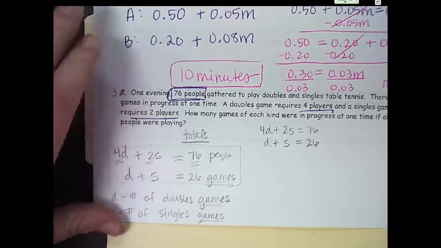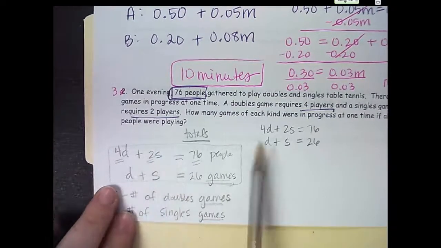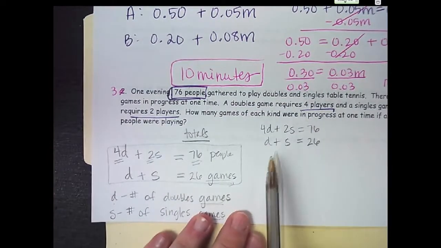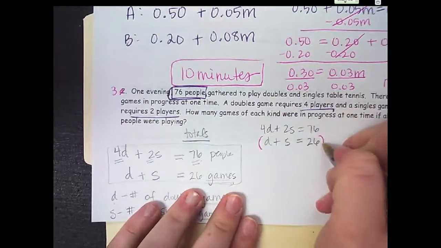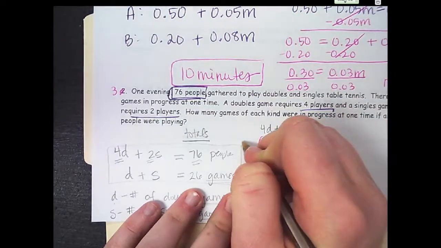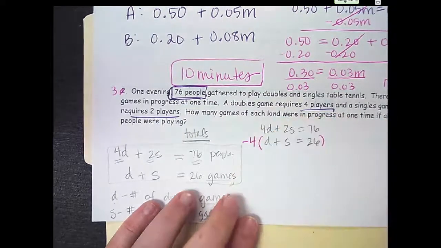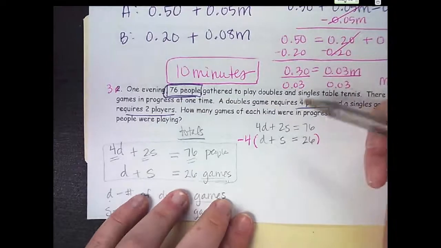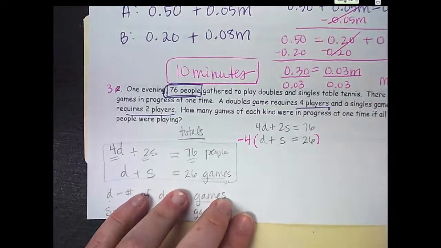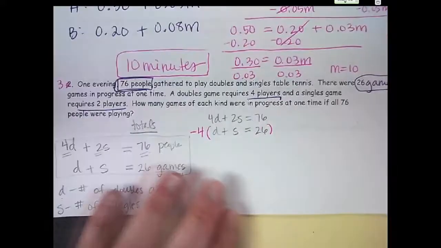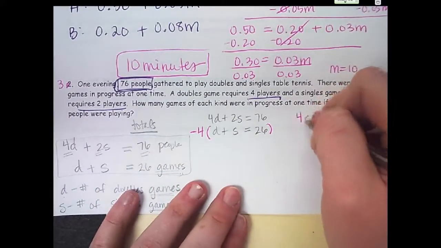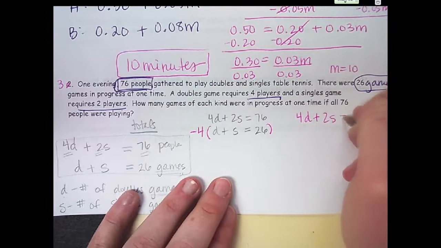So here are my 2 equations that we just created. I just rewrote them over here. How would I eliminate the D? Multiply this equation by negative 4. If you said negative 2, you could eliminate the S's by doing that. I'm going to eliminate D, either way. So I'm going to rewrite this: 4D plus 2S equals 76.